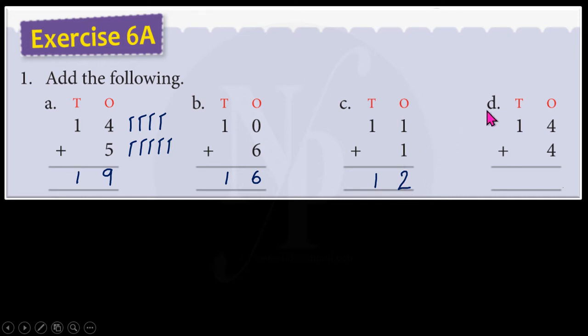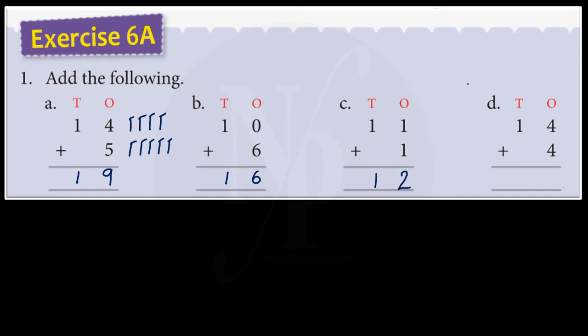Coming to D, we have 14 plus 4. Let us add the digits in ones place first. So 4 plus 4, we have to add 4 and 4. As I said, you may use fingers. Otherwise, you may draw lines for counting. I don't have space just beside here, so I will draw the lines just above this question.